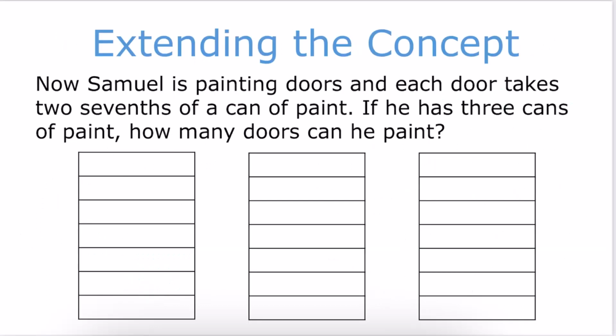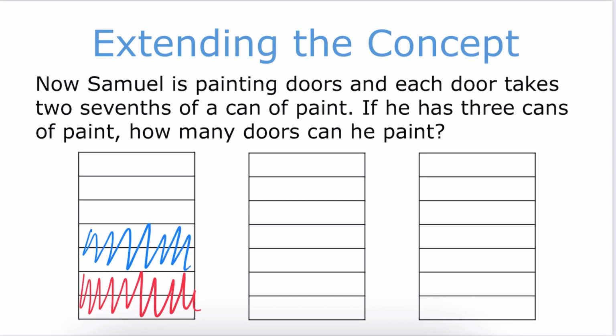Like, for example, we could say now Samuel is painting doors, and each door takes 2/7 of a can of paint. If he has 3 cans of paint, how many doors can he paint? So we could say, okay, well, if each door takes 2/7 of a can of paint, then he can paint 1 door. Then he can paint another door. So that's 2 doors so far. Then 3 doors. And then the 4th door is going to use up this part of the can of paint, and then it will also use up part of this one.